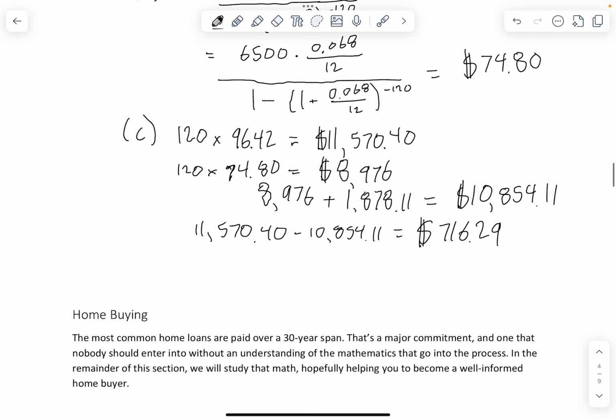Okay, let's turn our attention now to home buying. So home buying, home loans are typically called mortgages, and these are long-term loans that are paid over typically a 30-year span, although they can be for shorter or longer time periods as well. But a 30-year loan is a major commitment and one that nobody should enter into without an understanding of the mathematics that go into the process. So in the remainder of this section, we'll take a look at that math, hopefully helping you to become a more well-informed home buyer.